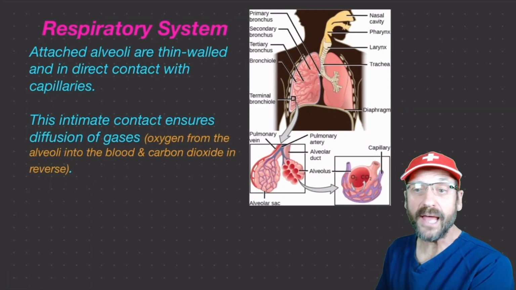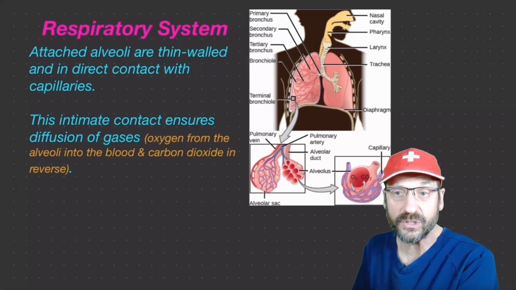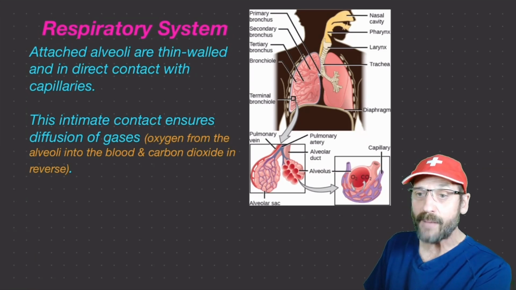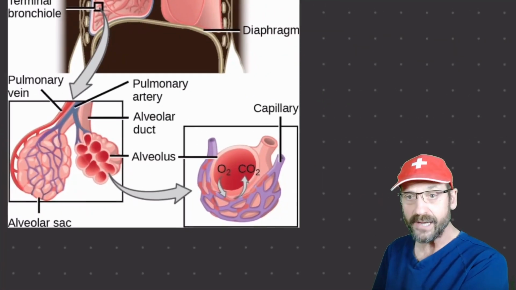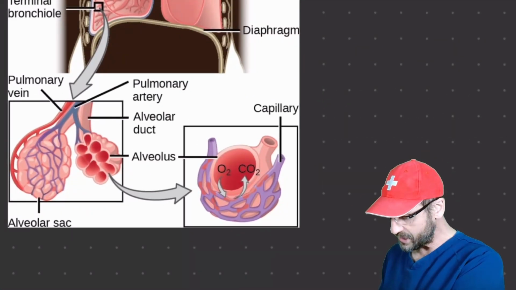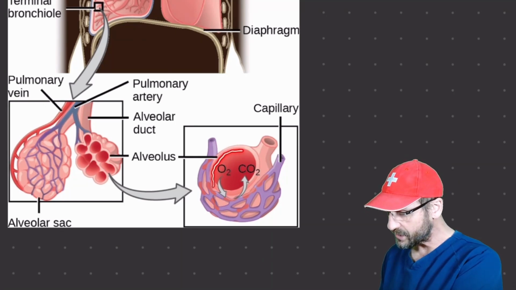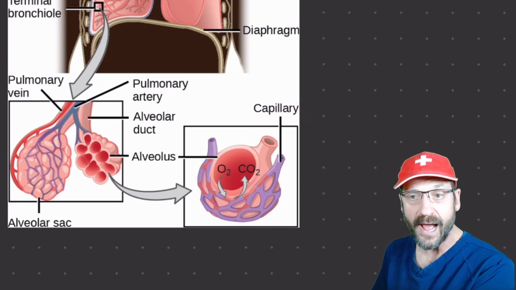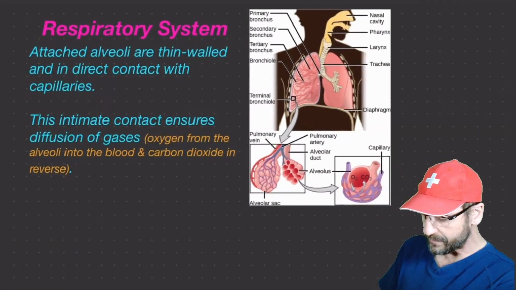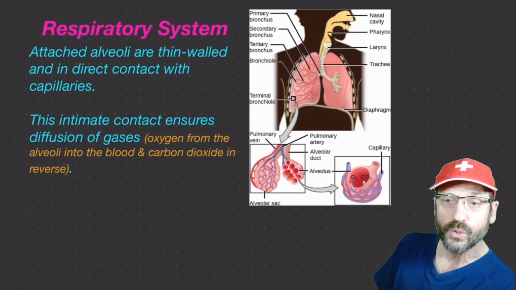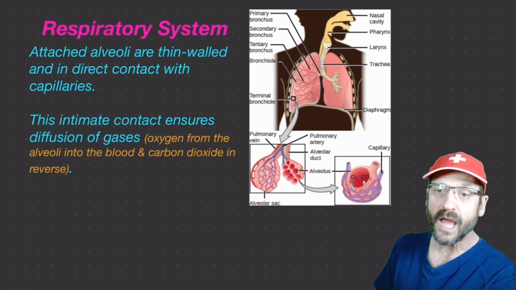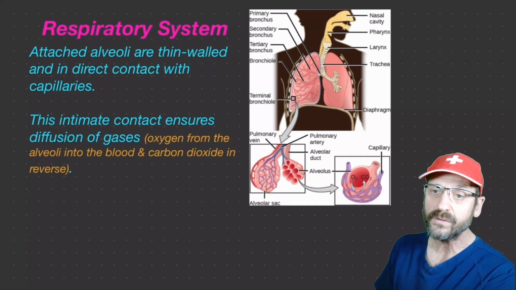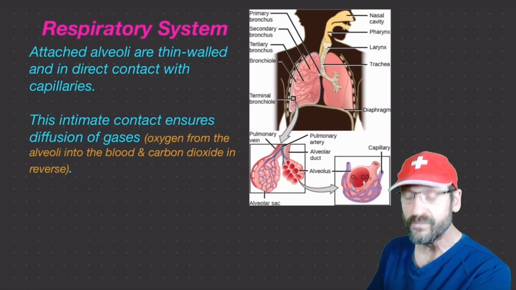Attached alveoli then are these thin grapes that we just talked about. They're thin-walled and in direct contact with capillaries. And you can see that right in here how this is one alveolus, and you see how this is a grape round structure, and the capillary hangs right around it. And then this intimate contact ensures diffusion of gases, and oxygen moves from the alveolus into the blood, and carbon dioxide goes in reverse.